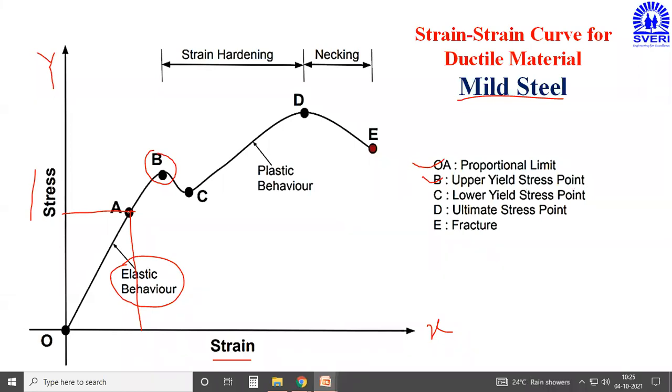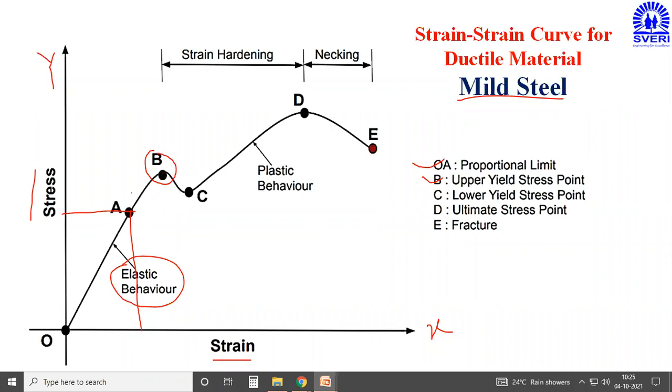Now here from point A to B, again it represents some inclined line. It is looking like an inclined line, but it is not actually an inclined line. The inclined line is applicable up to the point A only. After point A, there is a point B, which is called the upper yield strength.